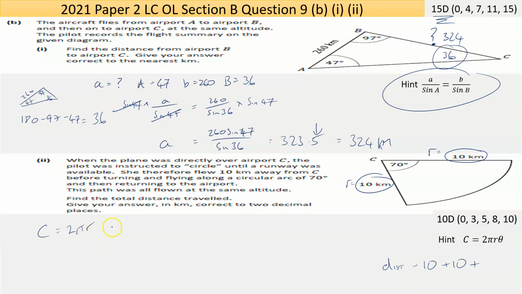Now that's a full circle. If I multiply that by the fraction of the circle that it actually flew, it's 70 over 360, which is a fraction. It just looks weird. Now the r there, pi is on the calculator, r is 10, times 70 over 360.